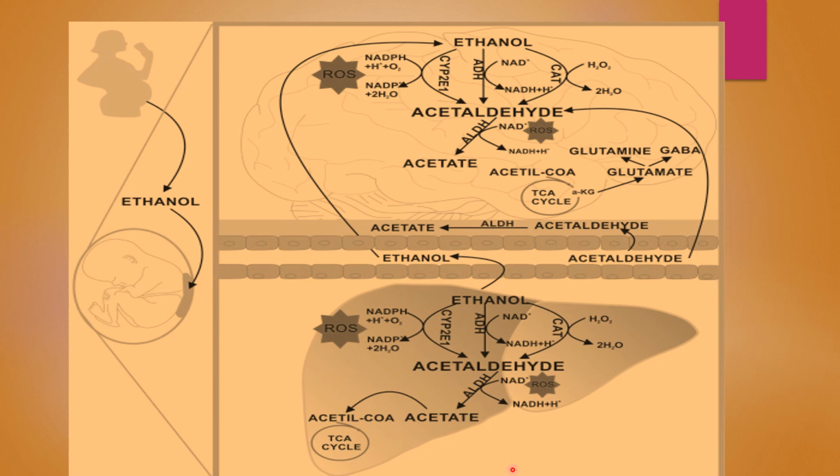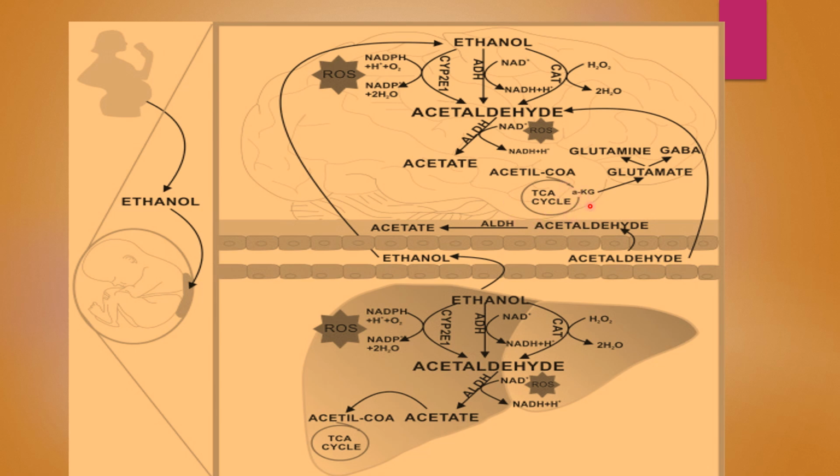How is it causing this? Ethanol can also cross the blood-brain barrier and reach the brain, and in the brain the same fate happens. Ethanol is converted to acetaldehyde, and acetaldehyde is converted to acetate. In all these conversions there is an abundance of NADH, and this NADH will badly affect the TCA cycle, and especially the three irreversible steps of the TCA cycle will be badly affected.